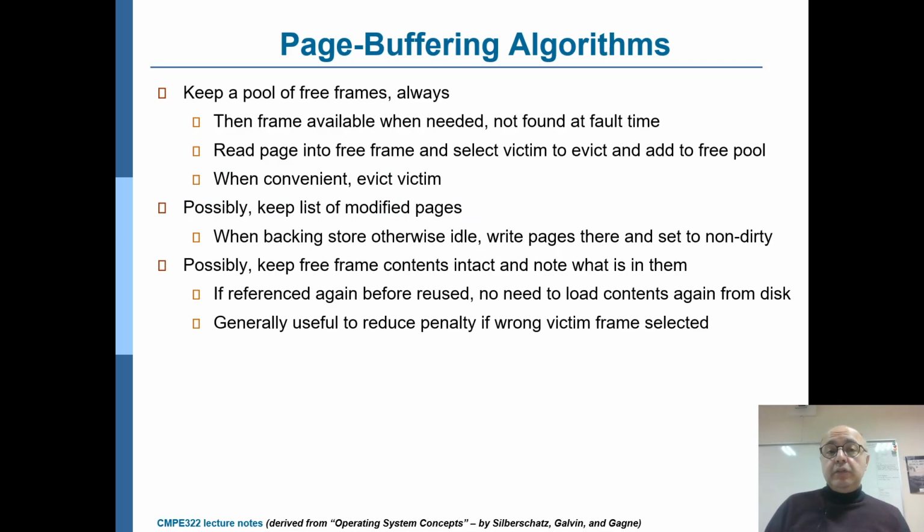Now, there are still alternatives. These are improvements to the previous algorithms, so not replacing those algorithms, but in addition to the previous approaches. For example, you can keep a pool of free frames. Then when a frame is needed, there is one available in the free frames pool, so you can pick one from there. If not, if the free frames pool is empty, then you need to find a victim.